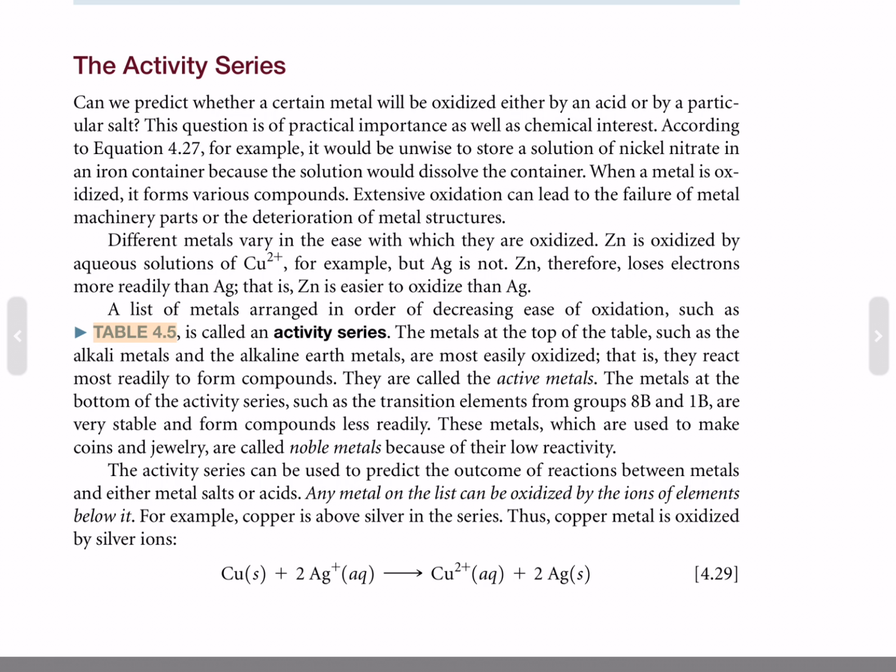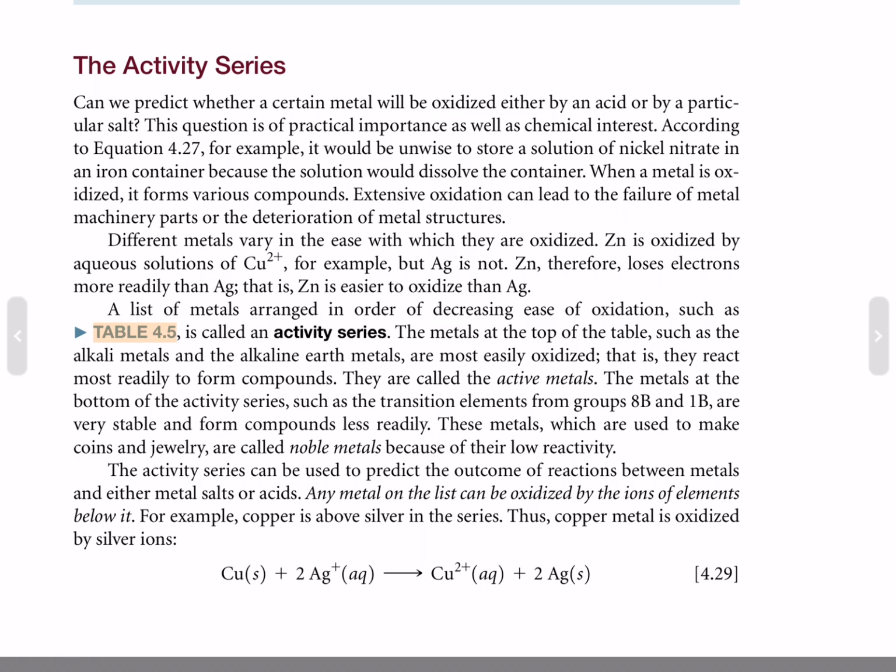The activity series. Can we predict whether a certain metal will be oxidized either by an acid or a particular salt? This question is of practical importance as well as of chemical interest. According to equation 4.27, for example, it would be unwise to store a solution of nickel nitrate in an iron container because the solution would dissolve the container.